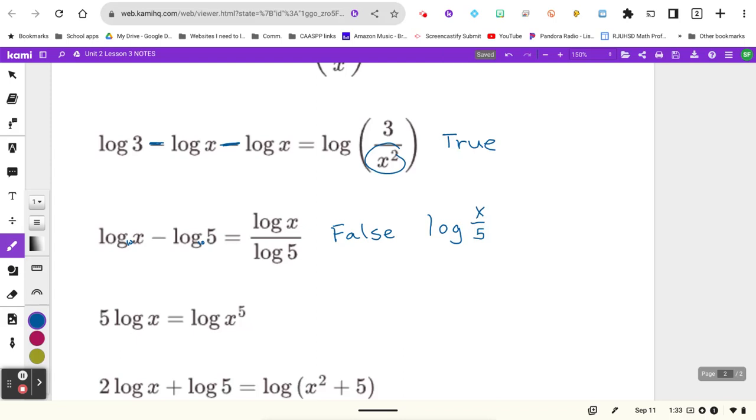Here, 5 log x equals log x to the 5th. Remember, this is that power rule. All we did was move it to the front. This one is true.